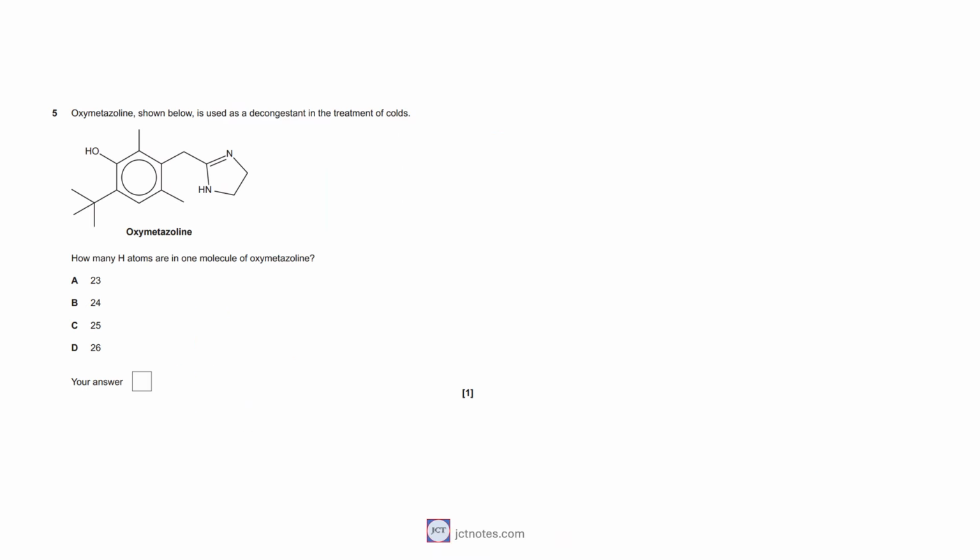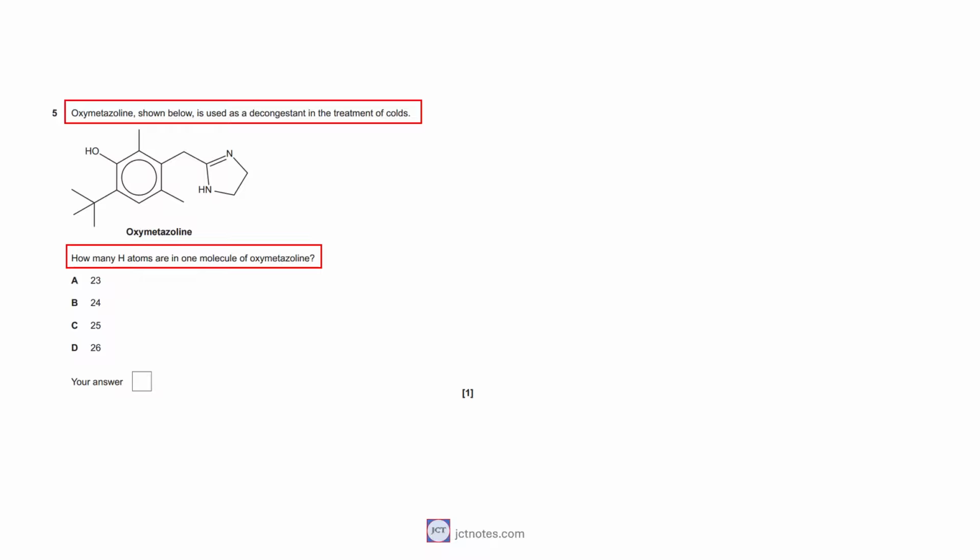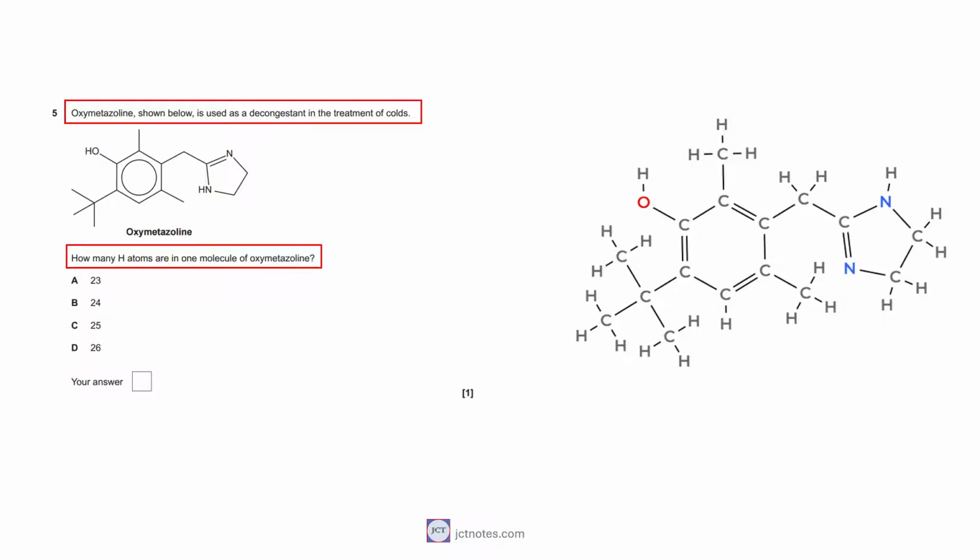In question 5, we are given the structure of oxymetazoline. We are asked how many atoms of hydrogen are in one molecule of oxymetazoline. Labeling the number of hydrogen atoms on each carbon helps. I get a total of 24. The answer is B.